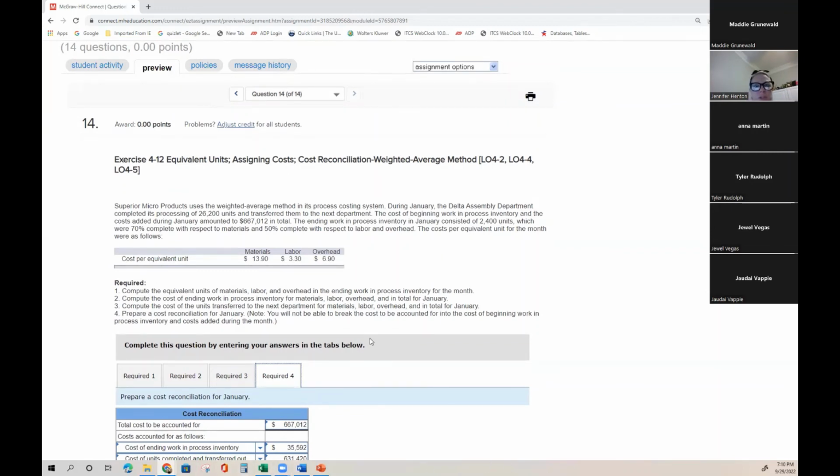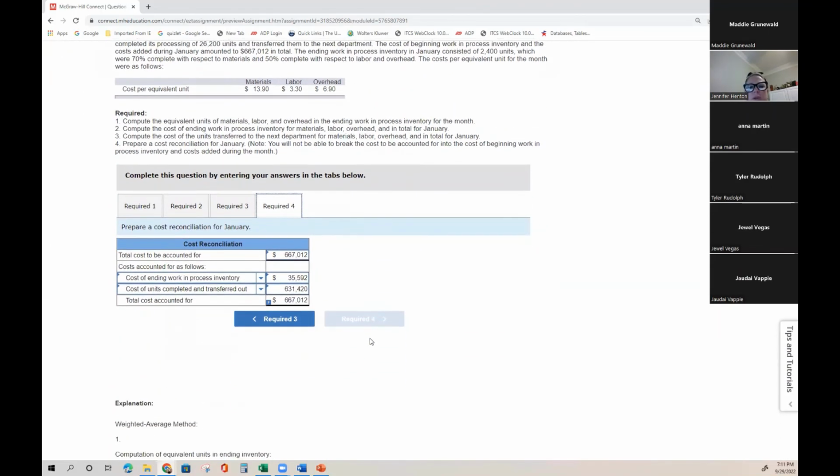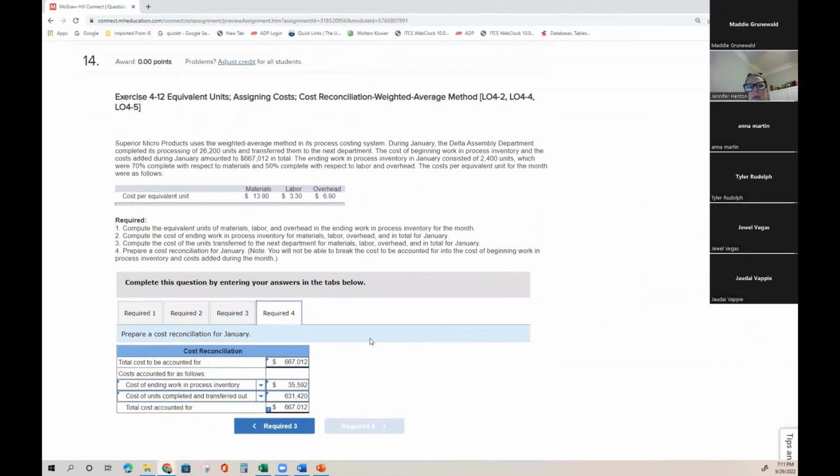And remember that there's those two parts. You have the work in process ending inventory, which is where you're going to use your percentages so that you can calculate the units, because you're not using that whole 2,400 units. It's telling you that the ending inventory is 70% complete for materials and only 50% complete for the other two. So you wouldn't use the whole 2,400. You have to do the calculation to come up with the number of equivalent units. So you want to do that and use your cost per unit to figure out your cost.